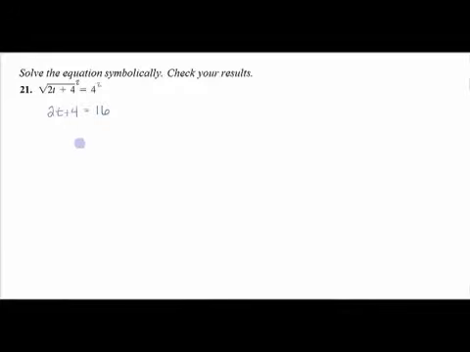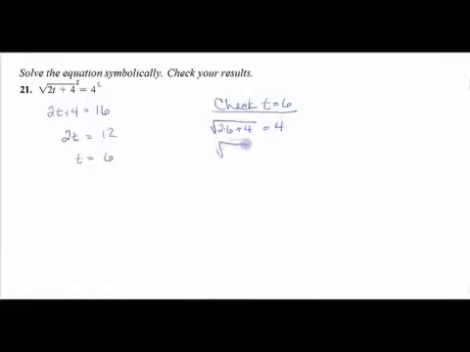Now I have a much simpler equation that I can solve. Subtract 4 from both sides. I get 2t equals 12. Divide both sides by 2, and t equals 6. It is essential that we check. So we'll check t equals 6 in the original given equation. The square root of 2 times 6 plus 4 equals 4. That's the square root of 12 plus 4 equals 4. The square root of 16 equals 4, which is true. So we know that for sure t equals 6.